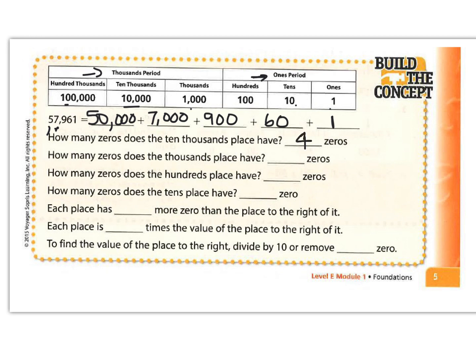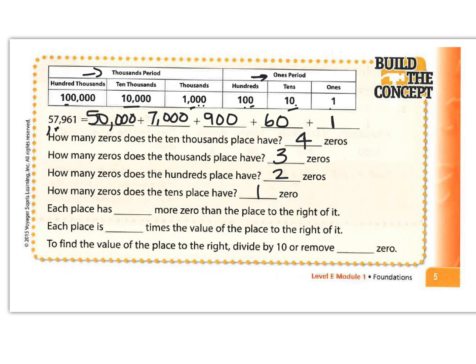Then it says, how many zeros does the thousands place have? The thousands has 1, 2, 3 zeros. How many zeros does the hundreds place have? 1, 2. And then the tens place has 1. So it says each place has how many more zeros than the place to the right of it?